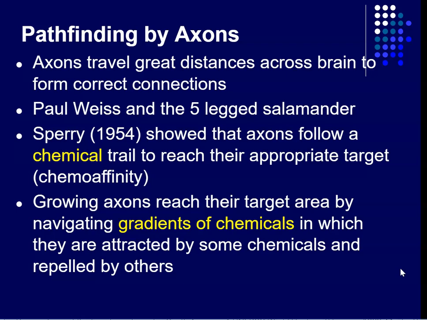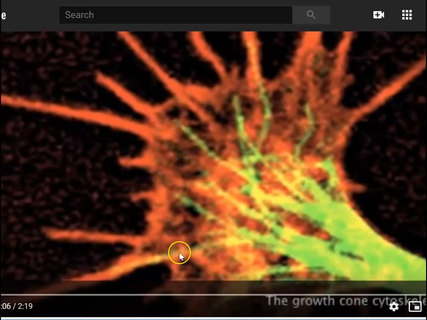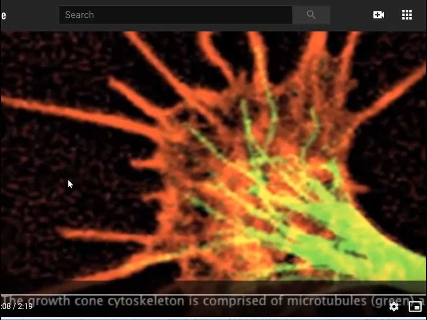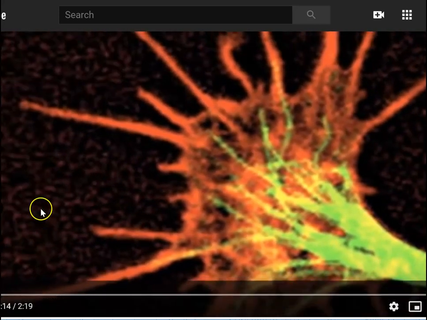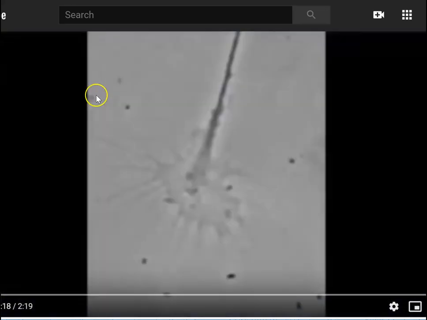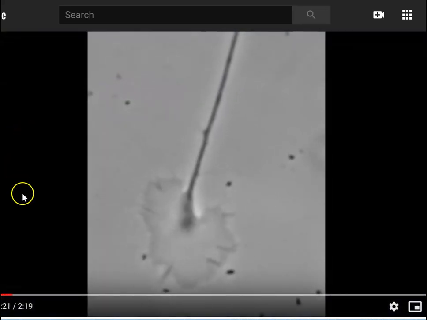So these growing axons reach their target area generally by navigating gradients of chemicals, in which they're attracted by some chemicals and repelled by others. You'll remember that a chemical gradient is just a change in the concentration of something over space. In this case, it's a change in the concentration of certain signaling proteins on the surface of neurons within the brain. The video you're about to see shows the ends of these growing axons, called growth cones, navigating their way by sort of sniffing for specific signaling molecules.